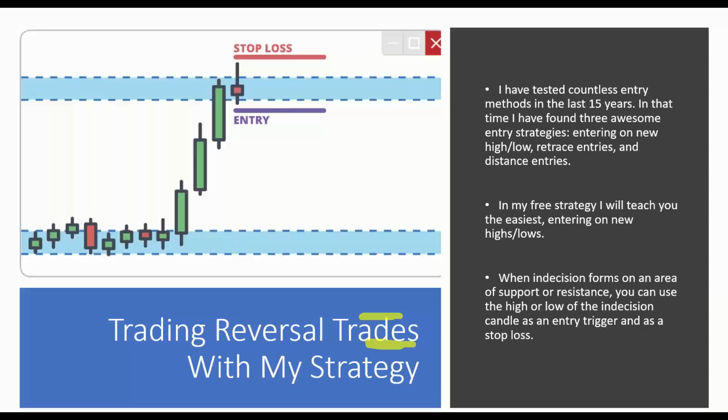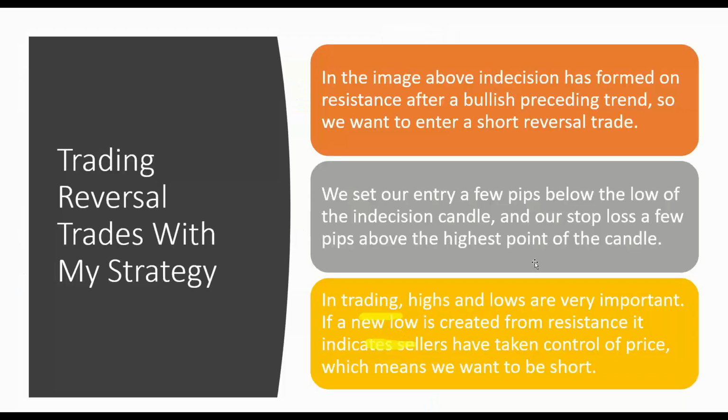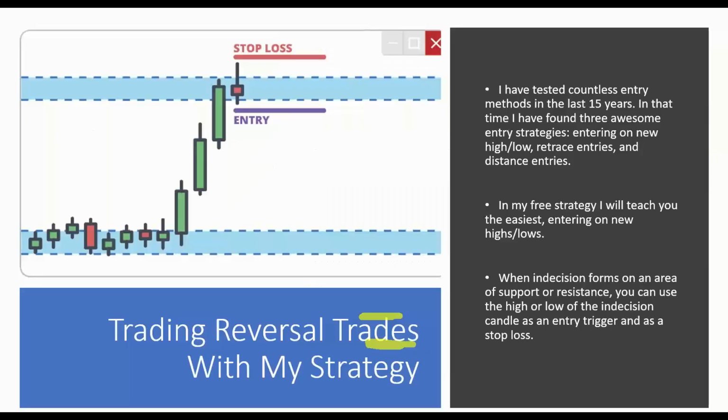I have tested countless entries over the last 15 years, and I have found three awesome entry strategies: either entering on the new high or low, on the retracement entry, or on a distance entry. When indecision forms on an area of support or resistance, you can use the high and the low of that indecision candle.